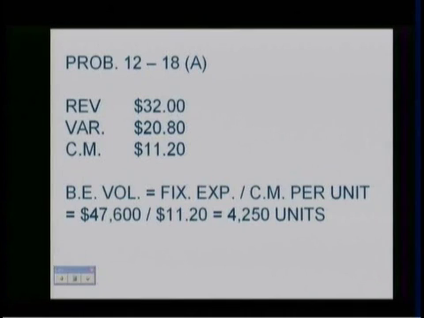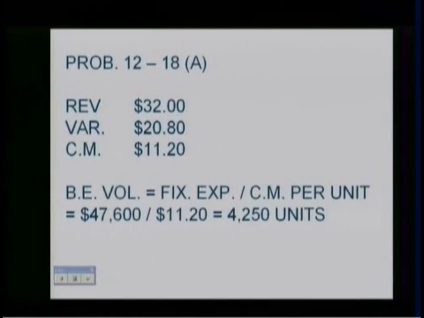Now remember, break even means they don't have a loss, they don't have a profit. What they have to do is take their contribution margin and make sure that they cover their fixed costs with their contribution margin. So if their revenues are $32 and their variable costs are $20.80, each unit is contributing $11.20 to covering the fixed cost. So with each unit contributing $11.20 to covering the fixed costs of $47,600, it's going to take 4,250 units to break even.